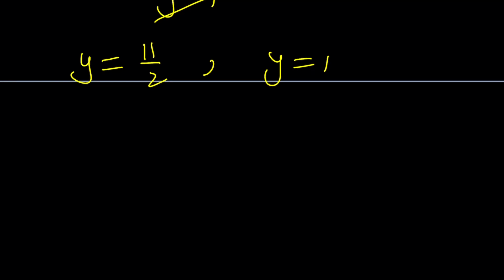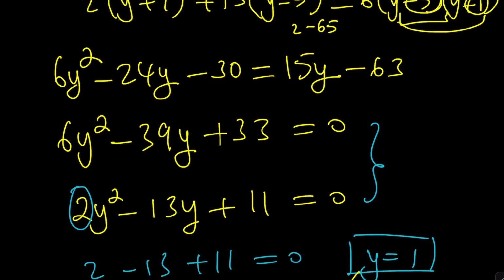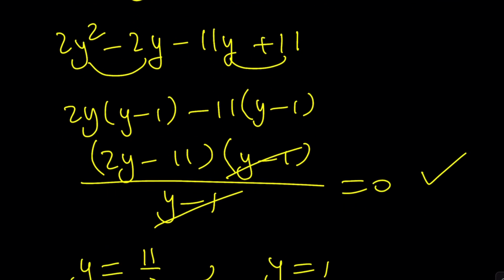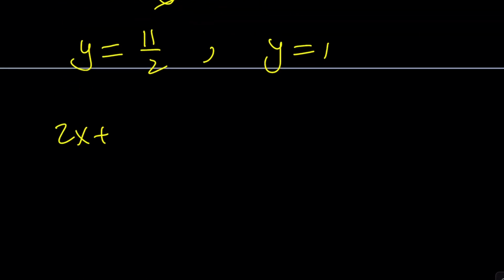But we were not looking for y. So we got to go ahead and solve for x. What's the relationship though? This is the relationship. 2x plus 3 over x is supposed to be y. Let's start with the easier case. Multiply everything by x.